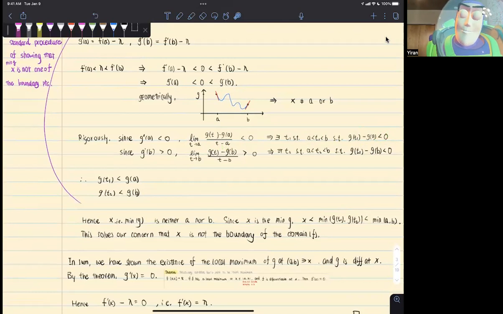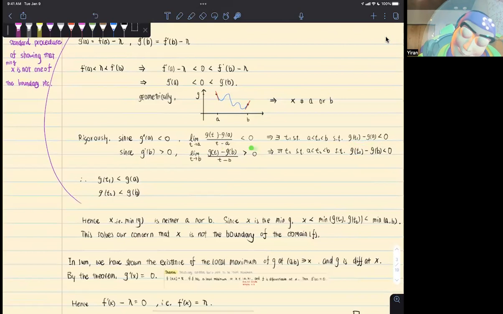And similarly, because we have this, we write down the definition: the limit of this expression is larger than 0. And writing down the definition for the limit, there exists T2 in this neighborhood, such that this is smaller than 0.